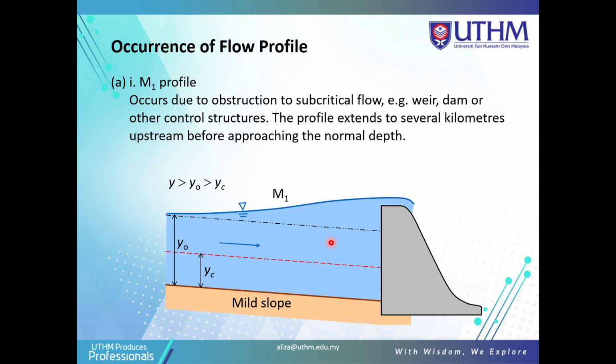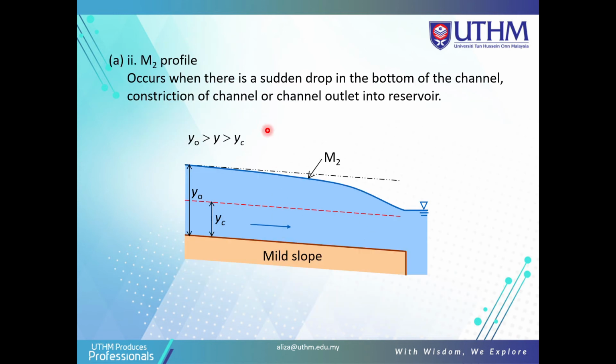So, occurrence of flow profile. The M1 profile, mild at region 1, occurs due to obstruction to subcritical flow. Example: weir, dam, and other control structures. So the profile extends to several kilometers upstream before approaching the normal depth. So this is the sketch of the M1 profile: y more than y naught, more than yc. Okay, this is the profile here. Okay, actually this is for theory.